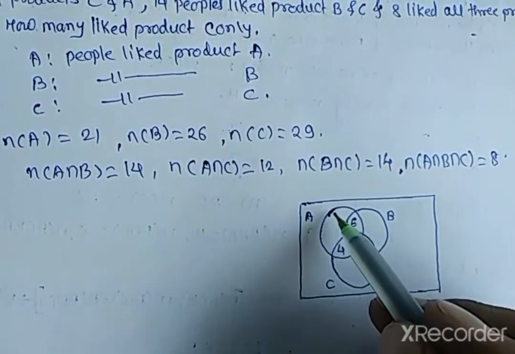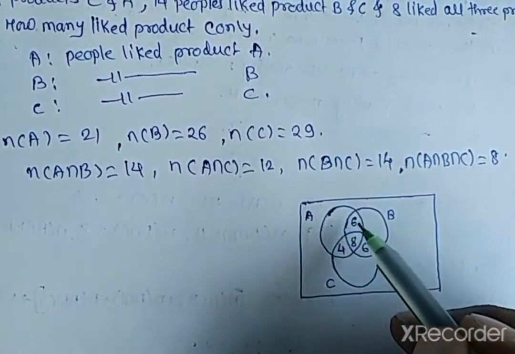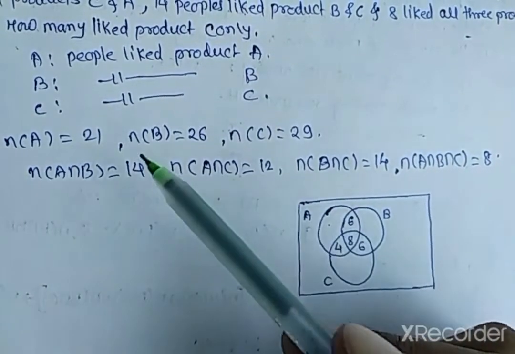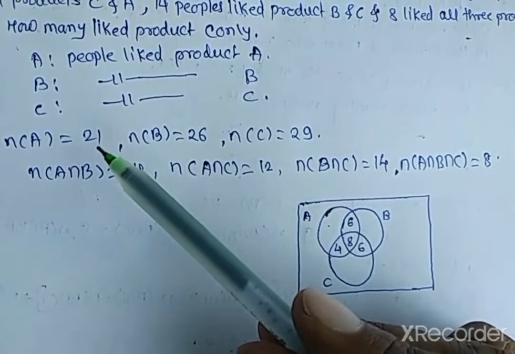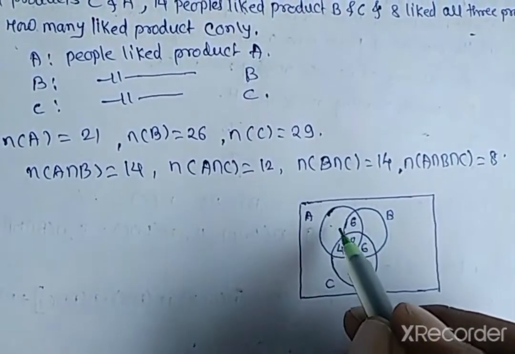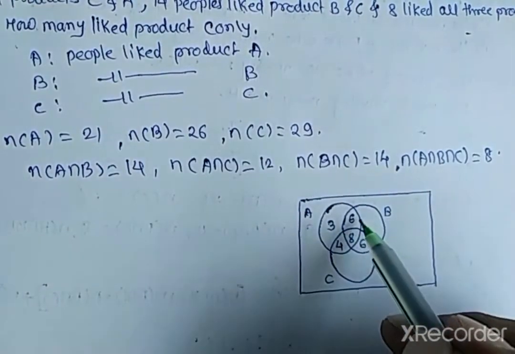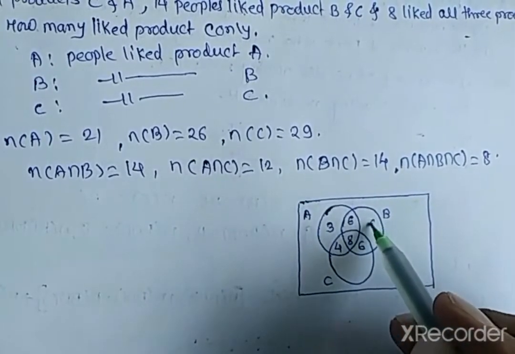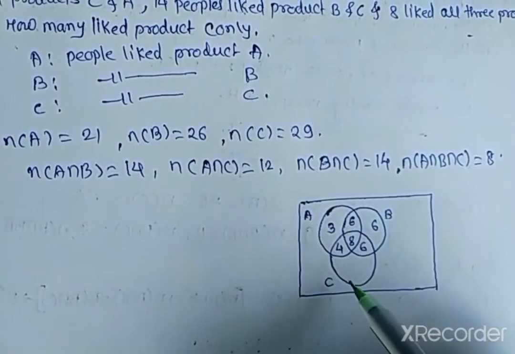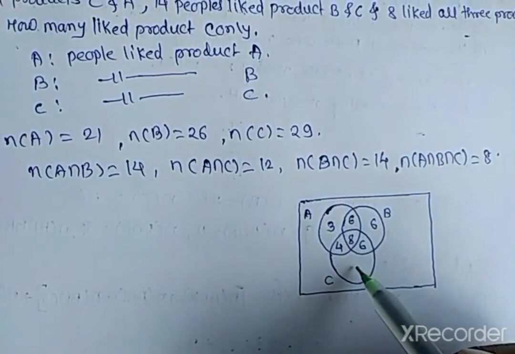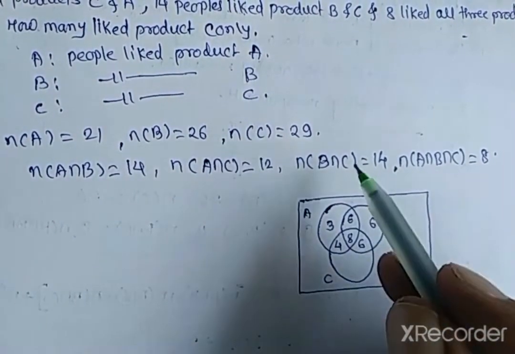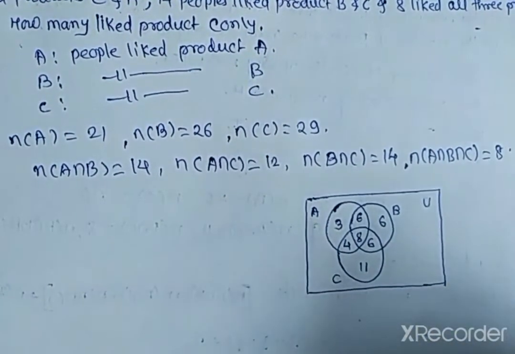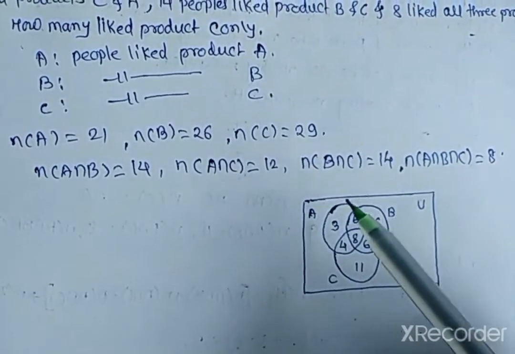Okay, now the remaining part of set A. Here A will be 8 plus 4 plus 6, which is 18, and A is given as 21, so 21 minus 18 is 3. Similarly, 6 plus 8 plus 6 is 20, and B is 26, so only 6 remain outside this common part. And similarly for C, 12 plus 18, and 29 minus 18 is 11. Okay, so this is our Venn diagram. We represent all these parts in our Venn diagram.